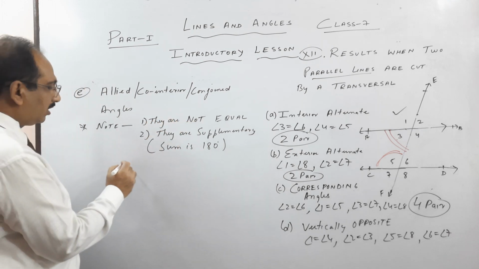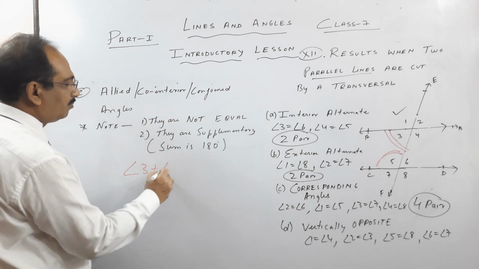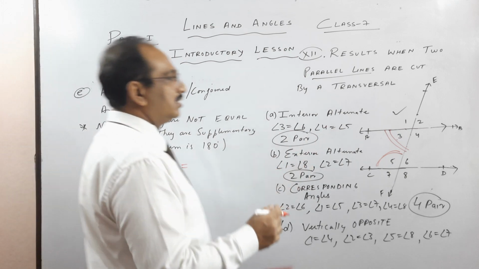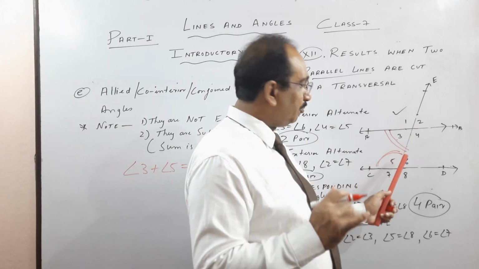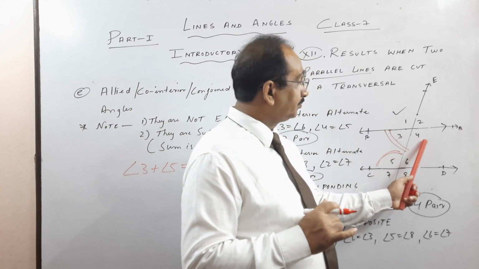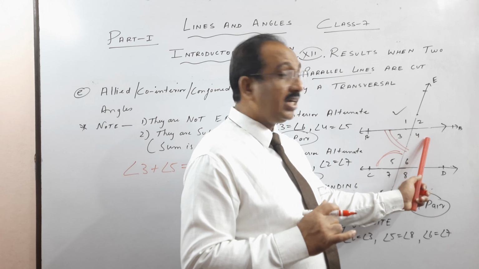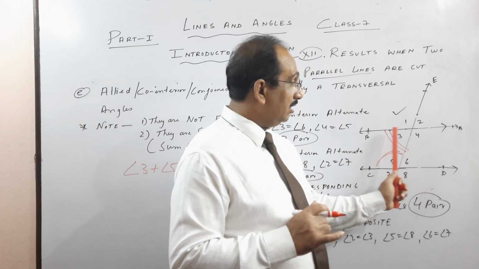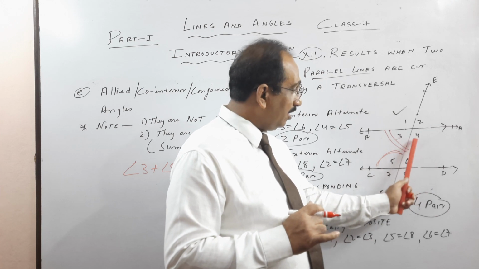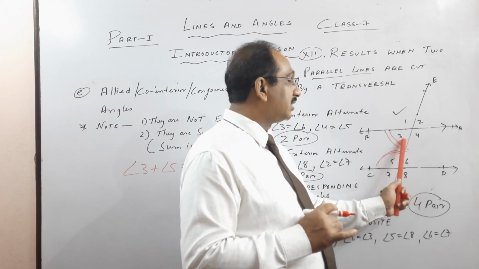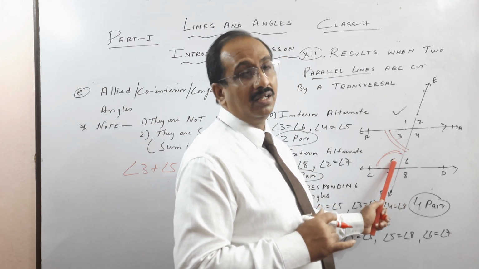3 and 5, remember children, they are not equal. Angle 3 plus angle 5, they are supplementary. See here, one very important logic: 4 and 5 are equal. I told you they are alternate. And together 3 and 4 is 180 degrees, a straight line angle or linear pair, and 4 is equal to 5. So in place of 3 and 4 being 180 degrees, you can say 3 and 5 is 180 degrees. So this is the proof.